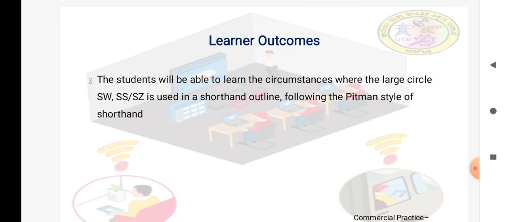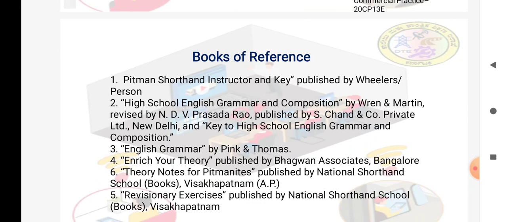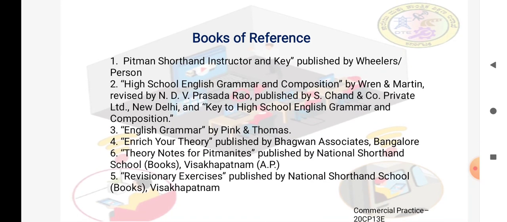This particular chapter has 4 rules, and in unit 4 you will be able to understand what other rules have to be learnt for using sw. The books of reference are given at the end of each slide, and I have mentioned them. They are there. You have to see, and whichever particular material is convenient to you, you can buy it and make use of it.